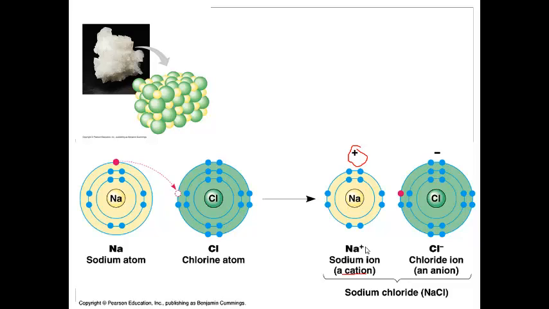The chlorine is going to gain the electron. It gains a negative charge, and we call it an anion. Now this positive atom, this positive ion I should say, is going to stick to the negative ion, just like opposite sides of a magnet are attracted to each other. And this attraction, this sticking together of these two ions, is what we call an ionic bond. An ionic bond is a strong bond.